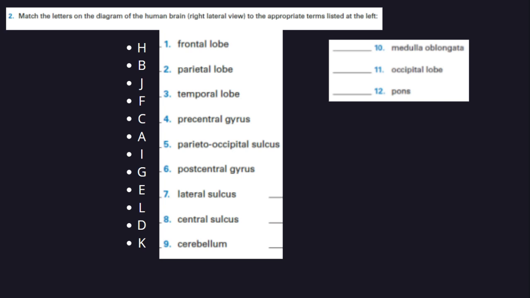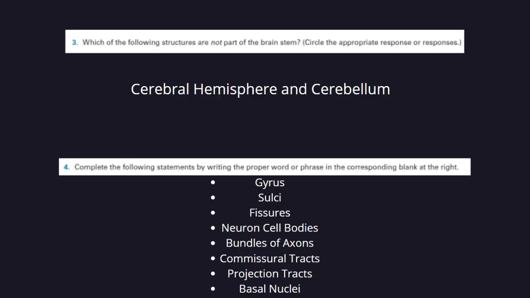Number 10, letter L. Number 11, letter D. And number 12, letter K. Number 3. Which of the following structures are not part of the brain stem? Our answer is cerebral hemisphere and cerebellum.